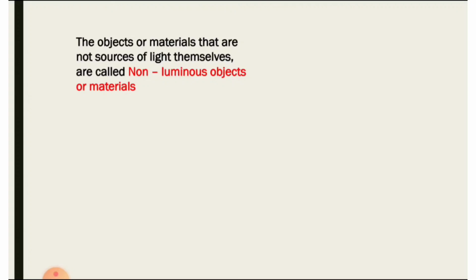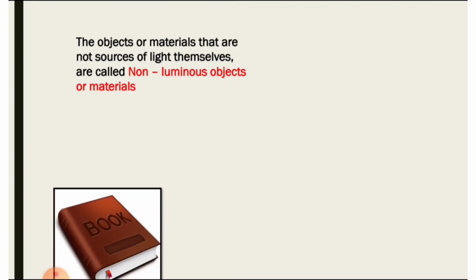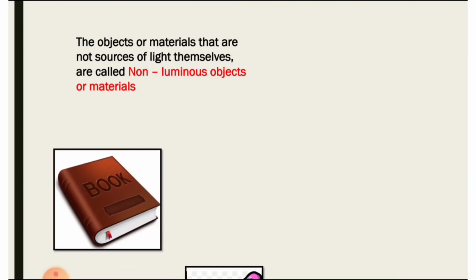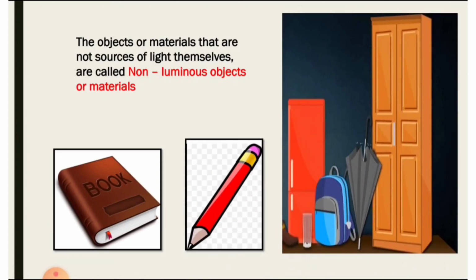The objects or materials that are not sources of light themselves are called non-luminous objects or materials. For example, book, pencil and other objects which cannot emit light by themselves are called non-luminous objects.